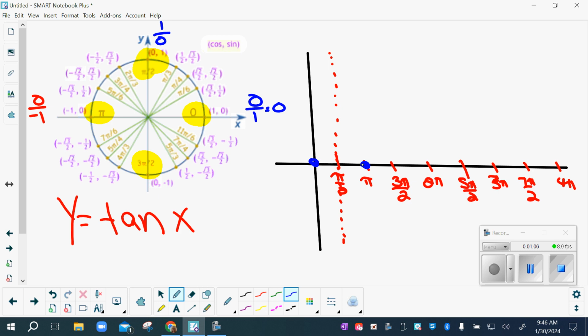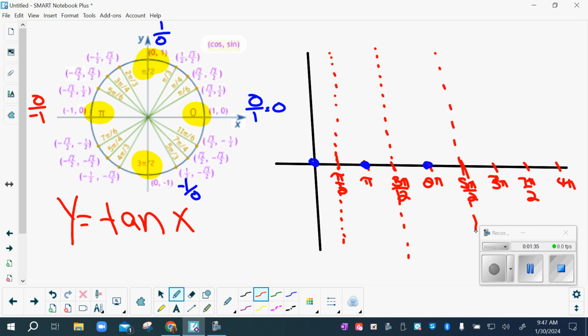Oh no, I got -1 over 0. I got that undefined thing again. Guess what it's going to be? Another lava line, another asymptote. So throw it in. Well, I head back around the circle and look what happens. Another 0, yay. And then another stupid lava line, another stupid asymptote.